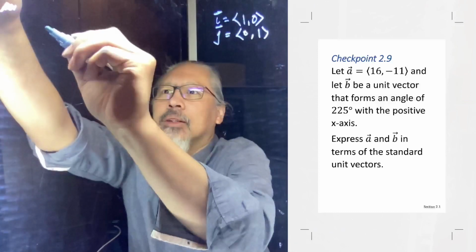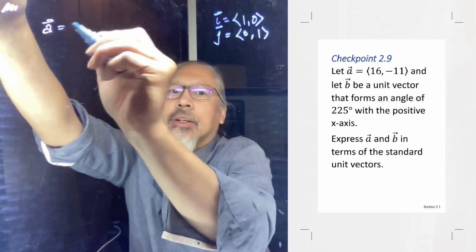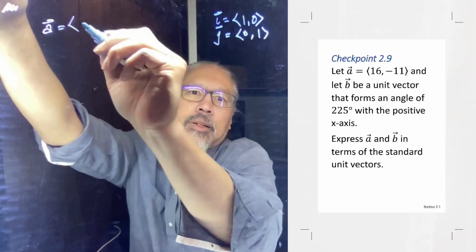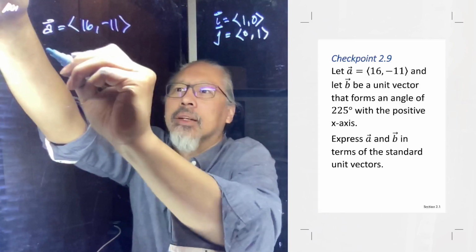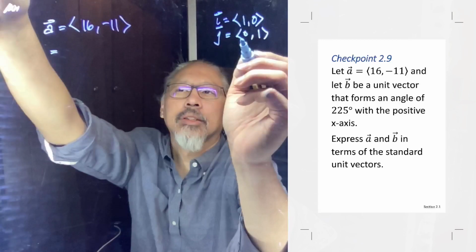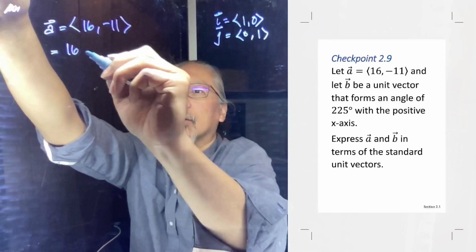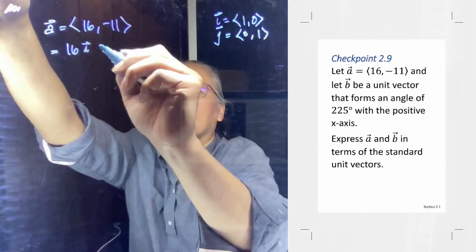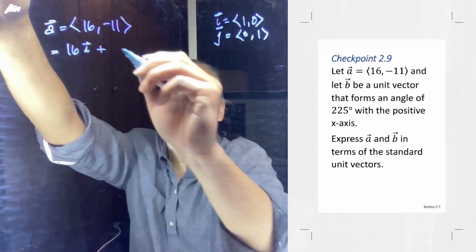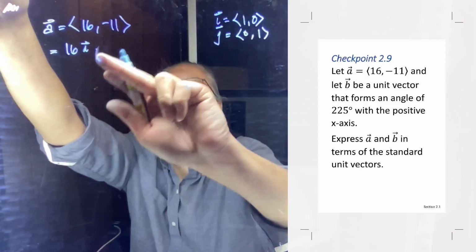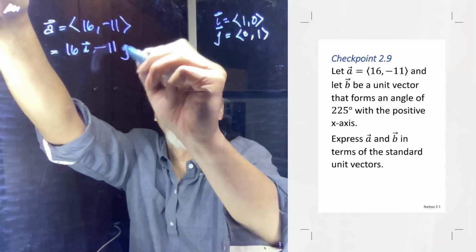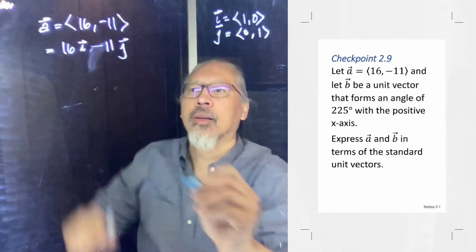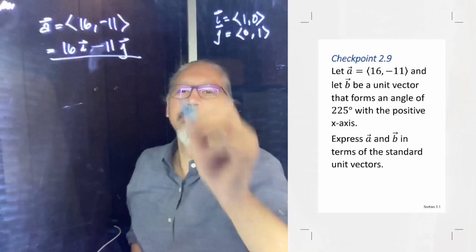The first one, we have the vector given to us already. That's the vector 16 comma negative 11. To rewrite this vector in terms of I and J, you literally just take the 16, multiply it by I, and then negative 11. Let's actually put a negative sign here. 11 in the J direction. All right, so this is our first one.